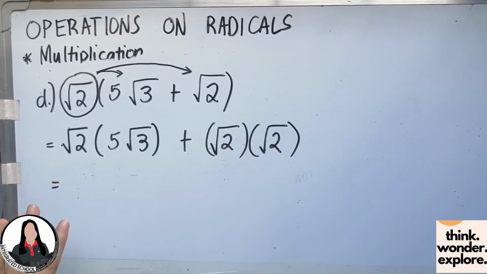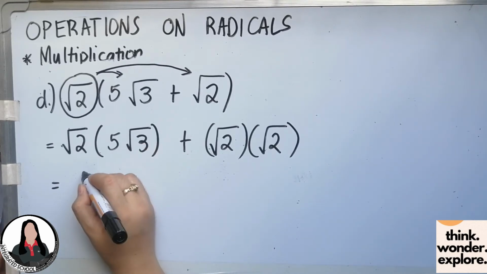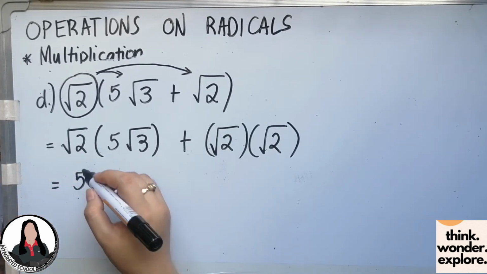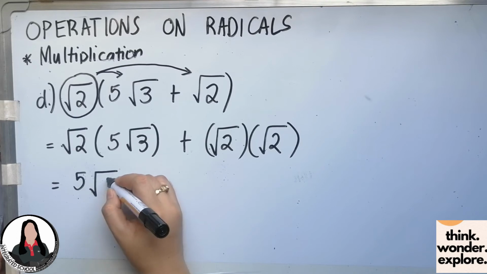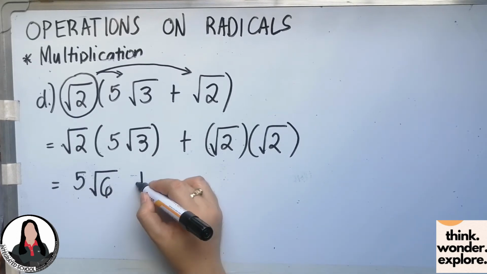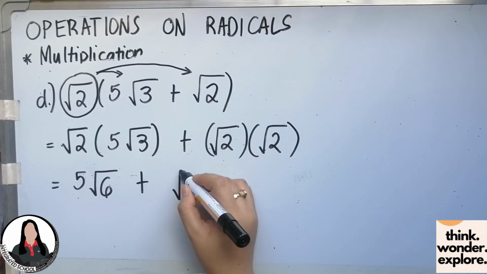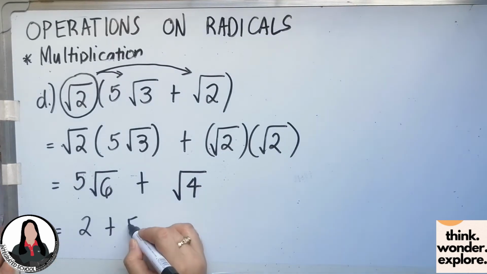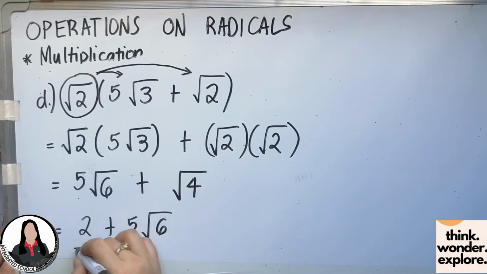Since square root of 2 and square root of 3 have the same indices, we can rewrite it sa isang radical expression. So, isulat muna natin yung numerical coefficient sa labas because 1 times 5 is 5, and then square root of 2 times square root of 3, that's square root of 6. And then plus square root of 2 times square root of 2, that's square root of 4. Simply, we have 2 plus 5 square root of 6.